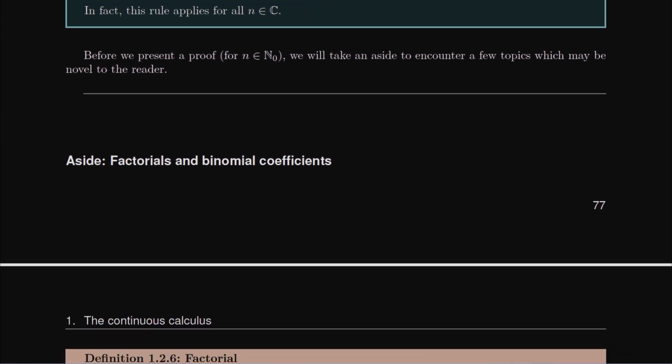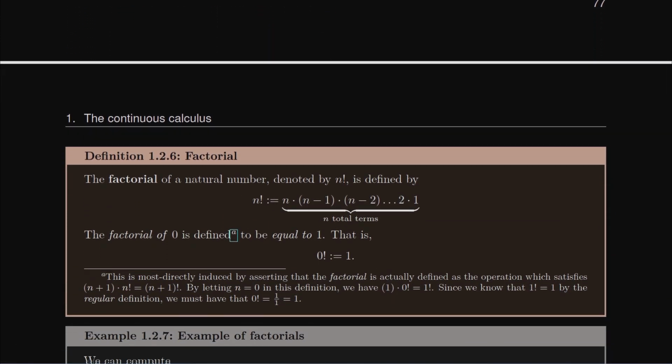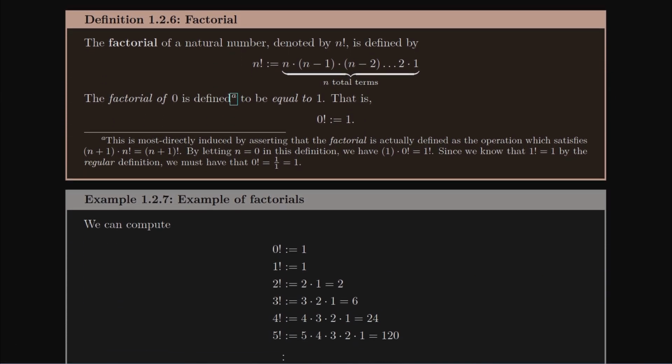Before we get into the proof, it's time for this aside. So factorials and binomial coefficients. We'll start with factorials because we actually use them to define the binomial coefficients in a bit. The factorial of a natural number, so we're going to just look at n here, n being 1, 2, 3, 4, 5, etc., is denoted by an exclamation point. So factorial of n is n exclamation point. And it's defined by the repeated product starting at the number that we're looking at. So starting at n and then multiplying by every number smaller than that number.